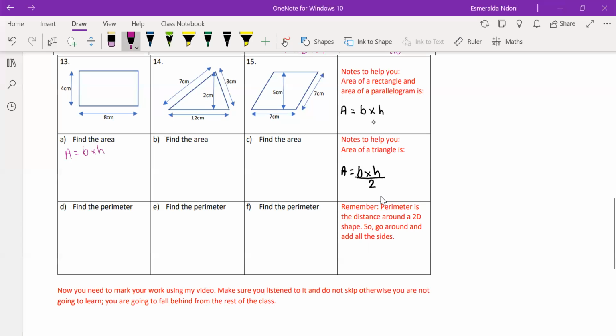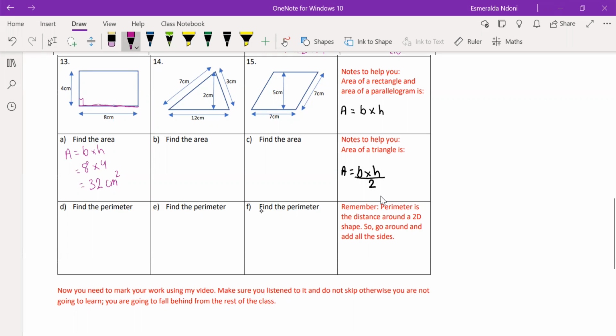So the base is the one that's lying down like that. That's your base. And that would be 8. And your height is the one that's perpendicular to the base, the one that meets the base at 90 degrees. So that's your height. And that's 4. From here, we can just do 8 times 4, 32. Units, very important, centimeters squared. And I'm done. Formula, substitute, work out.